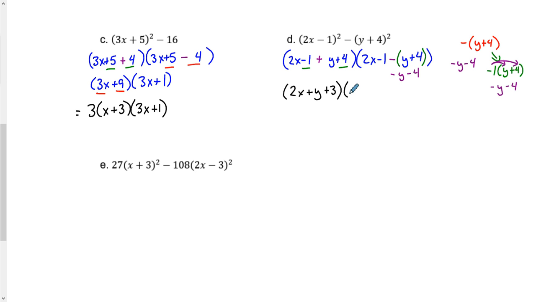So 2x subtract y, and negative 1 subtracting 4, or negative 1 subtracting positive 4. Either way works. It's just subtracting 5. There's nothing common between a 2x, a 1y, and a 3, and there's nothing common between a 2x, a negative 1y, and a negative 5. This one is fully factored.